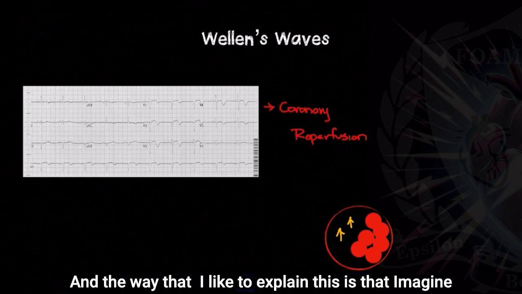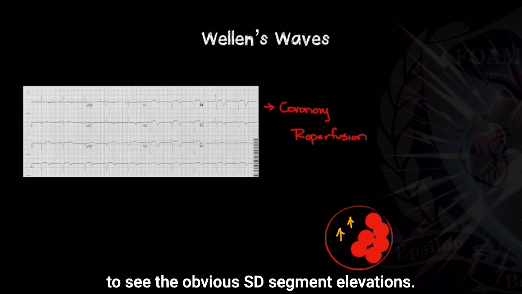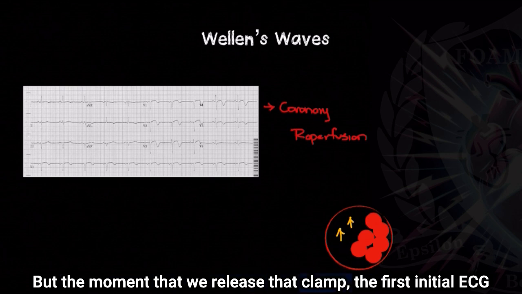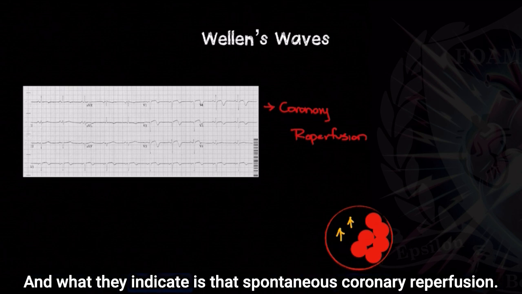The way that I like to explain this is to imagine that we clamped one of the coronary arteries. When we clamp that coronary artery, we're going to see the obvious ST segment elevations. But the moment that we release that clamp, the first initial ECG finding that you're going to see are these biphasic Wellen's waves. And what they indicate is spontaneous coronary reperfusion.